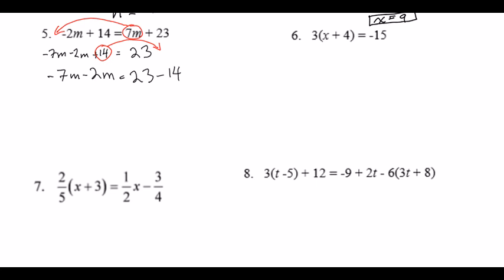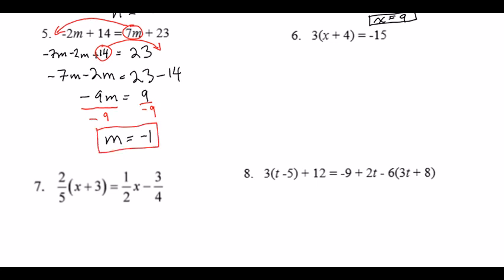Now that we have all our numbers and everything else organized, all we have to do is just collect like terms. So negative 7 minus 2m is negative 9m. And 23 minus 14 is 9. And now we need to get rid of the negative 9m. And we end up with m is equal to negative 1. And we're done.